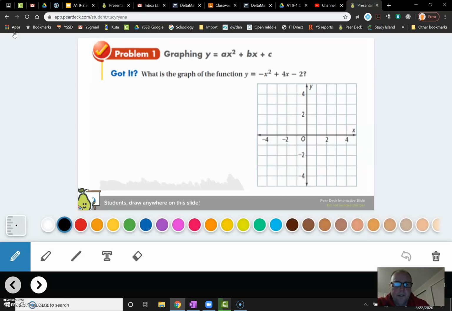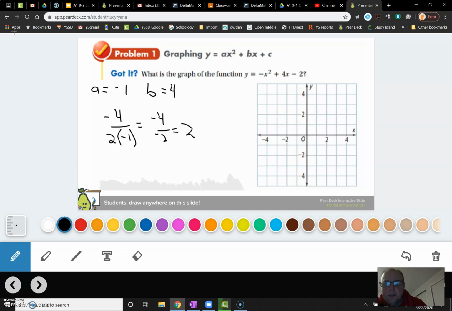Alright, so let's put it all together, figure out how do we get the second half of all of that, because half the vertex and a y-intercept are really not that helpful just yet. So here's what we have. We have A is negative 1, B is 4, so negative B over 2 times A, so I have negative 4 over negative 2, I have 2 so far. So what I know is we're going to have a vertical line through 2. That's the middle of our parabola.